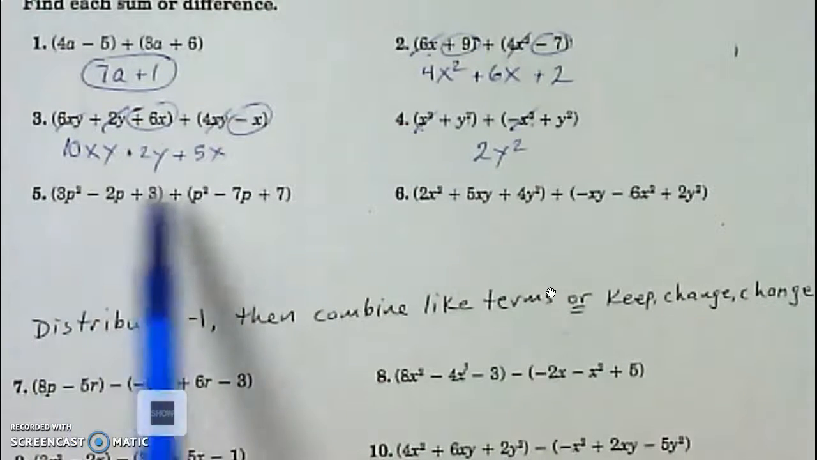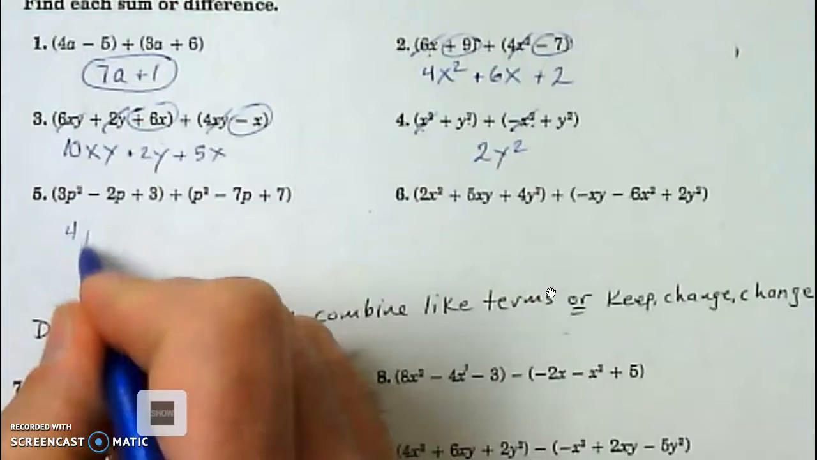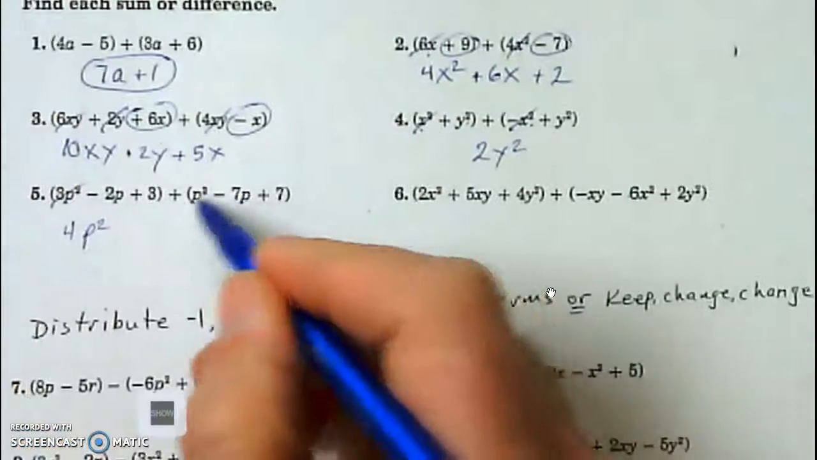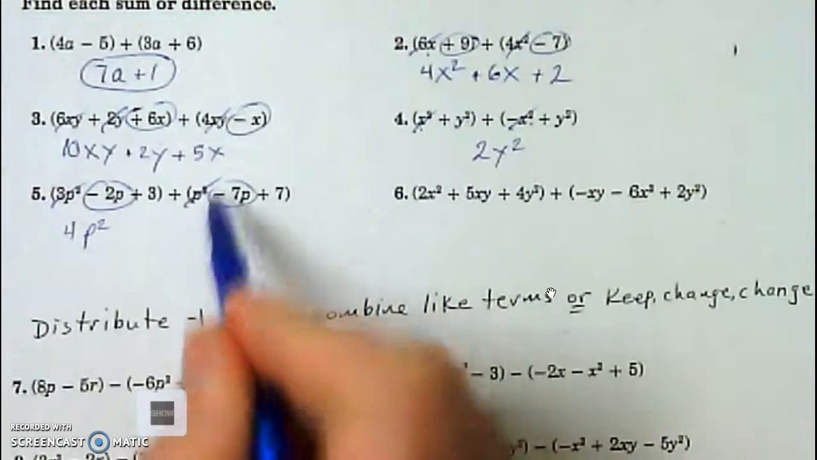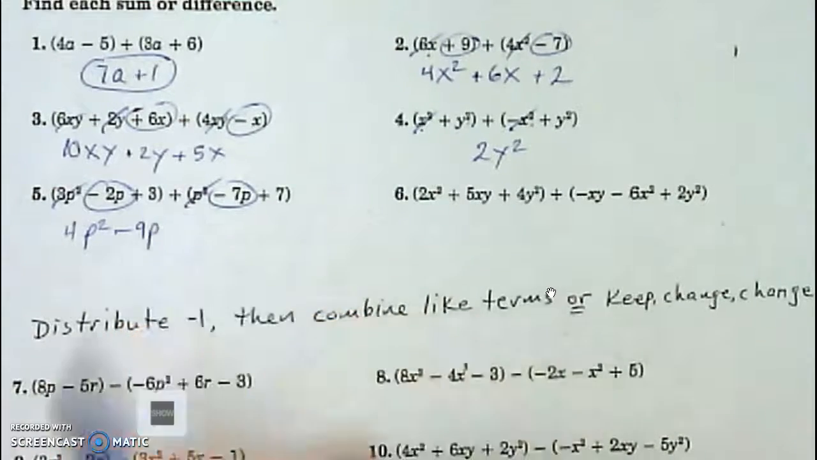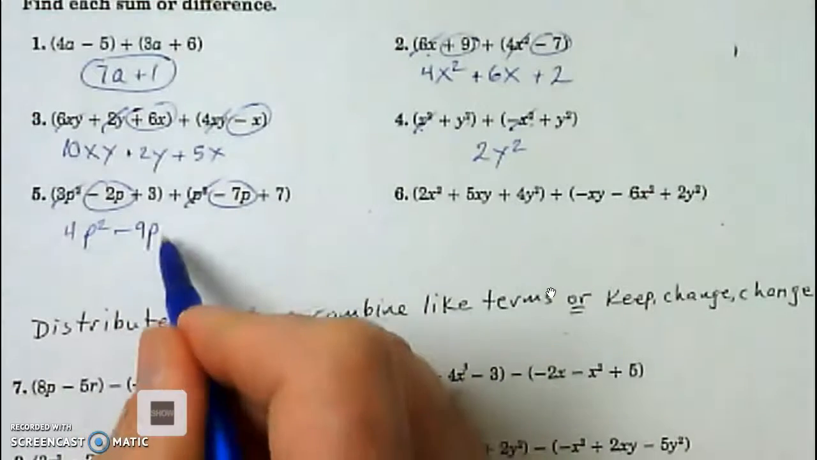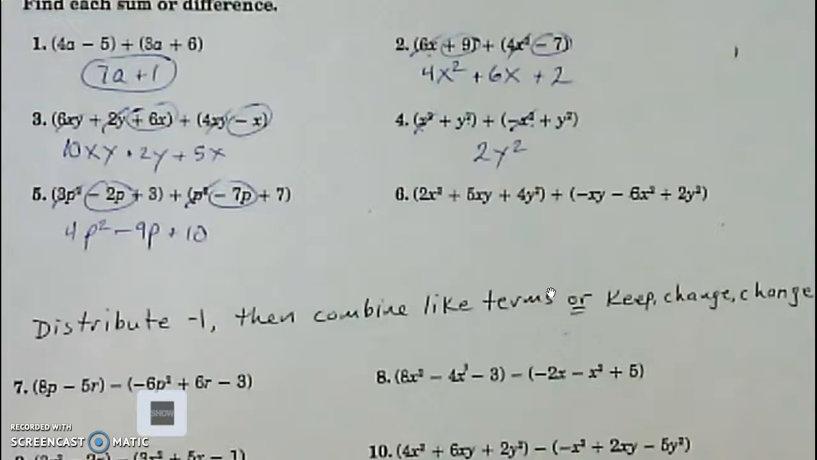Okay, so p squared, 3 plus 1 is 4. I'll cross them out. -2p plus -7 is -9p. My two numbers are both positive. 3 plus 7 is 10.